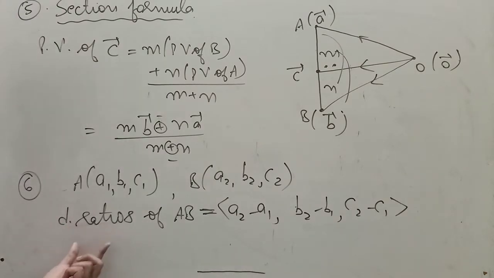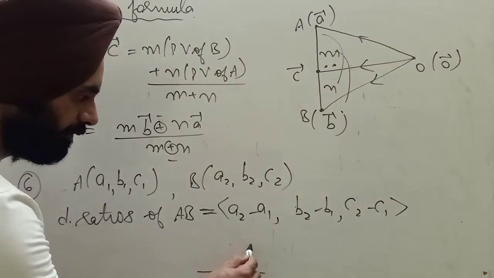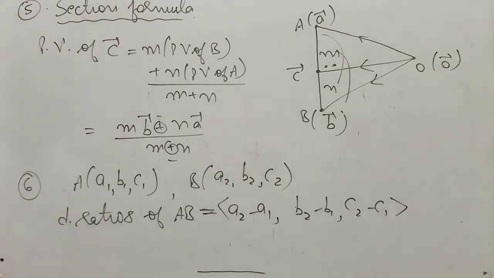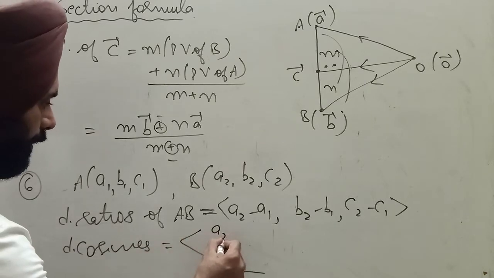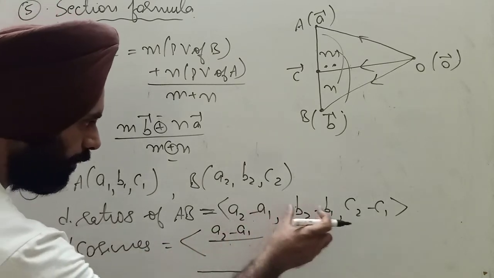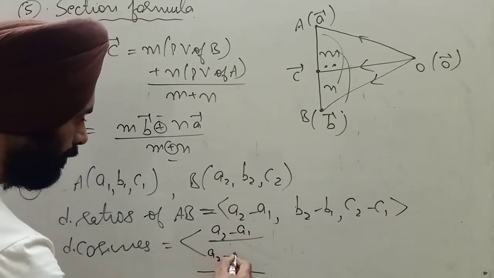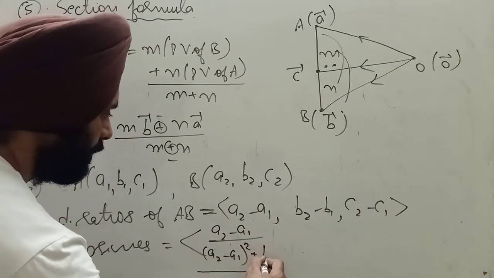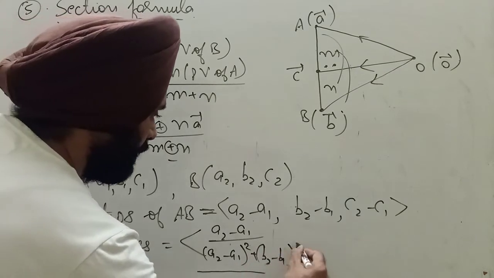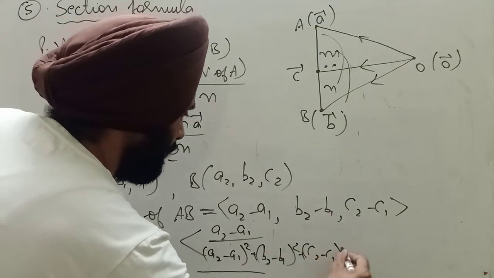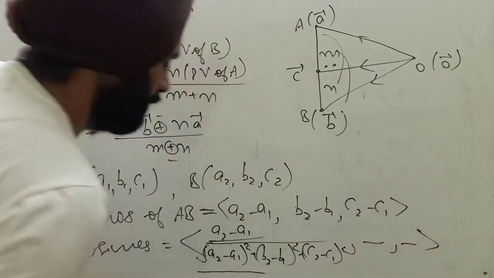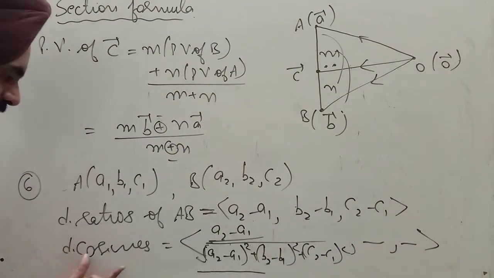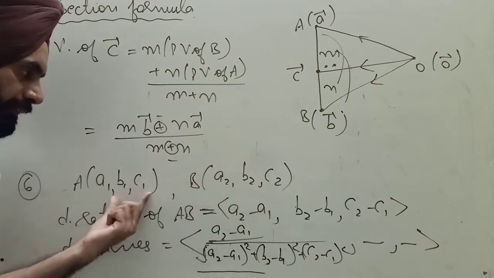And from the numbers we can easily find direction cosines by dividing each term by the square root of the sum of squares. So the direction cosines can be found by dividing a2 minus a1 by the square root of (a2 minus a1) square plus (b2 minus b1) square plus (c2 minus c1) square. Similarly the second term, similarly the third term. So this is the method of finding direction cosines from 2 points.